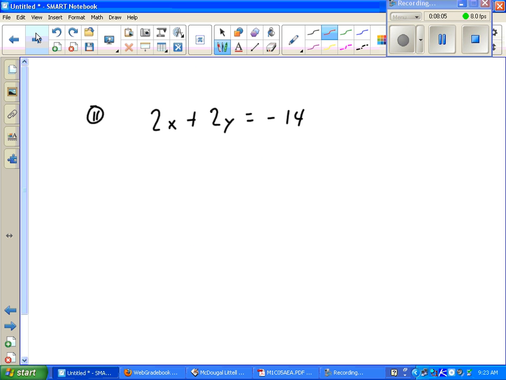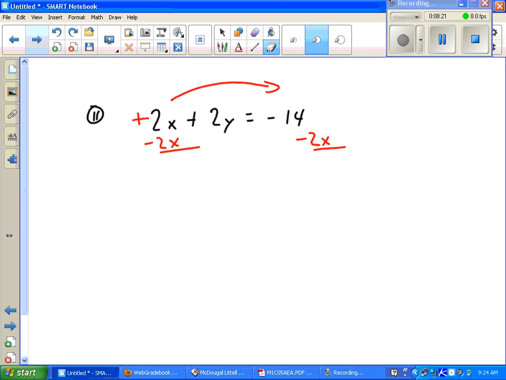Number 11, this one is in standard form. You need to change it into slope-intercept form to where you can see the slope and the y-intercept. So y equals mx plus b. Move everything that's not y to the other side. That's positive 2x, so subtract it. Do the same thing on this side to get rid of this. These will cancel out. 2y equals negative 2x, negative 14 or minus 14.